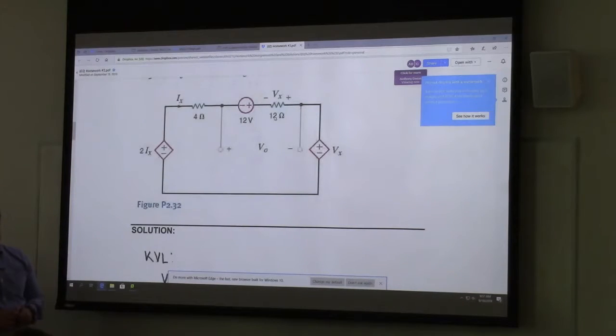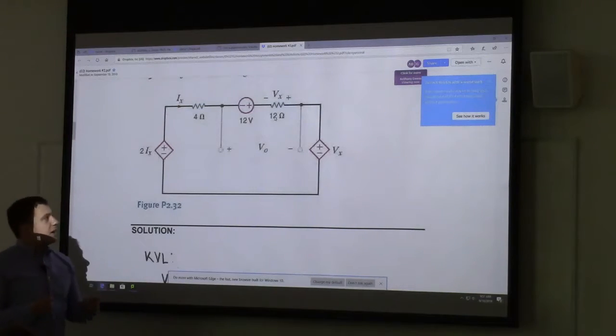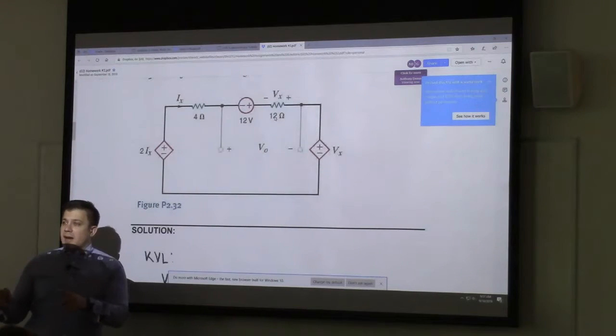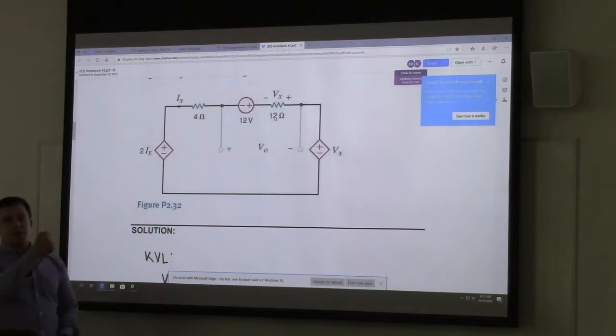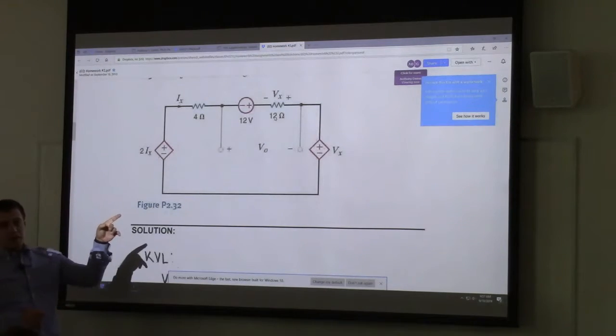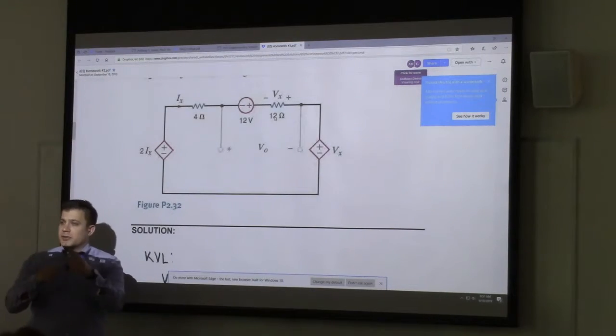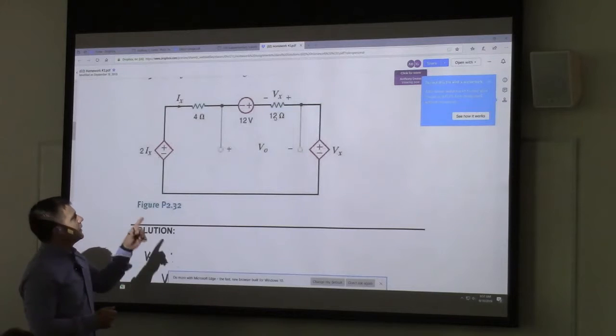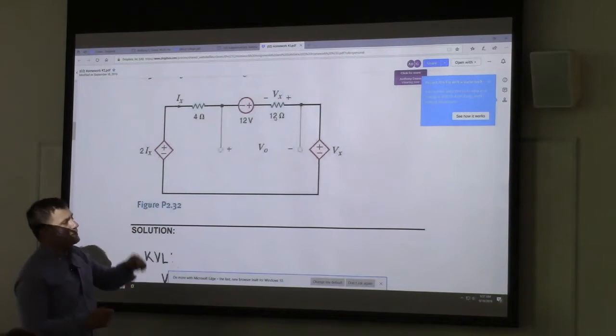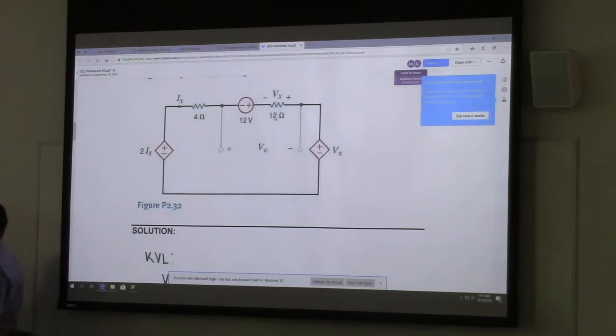Negative Ix. The reason for that is that the passive sign convention would tell us that if it were R times I, that current would be flowing from the positive to the negative terminal, which would be from right to left, right? Since this current is flowing from left to right, if we did all the switching of the directions in our head, it'll be 12 times negative Ix.